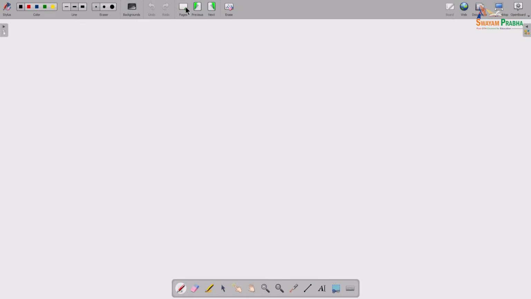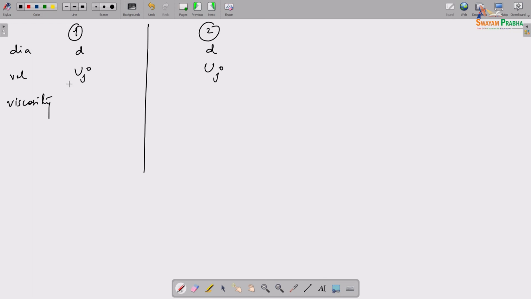Now we'll look at something a little bit more interesting. We'll look at two flows. I'll give you two scenarios. This is one, and this is two. Let's say the diameter in the first case is d. Here also it's the same. Then you have the velocity, say uj. This is also uj, it's the same. Then you have the viscosity. So this one is, say, nu1, and this one is nu2. This is different.